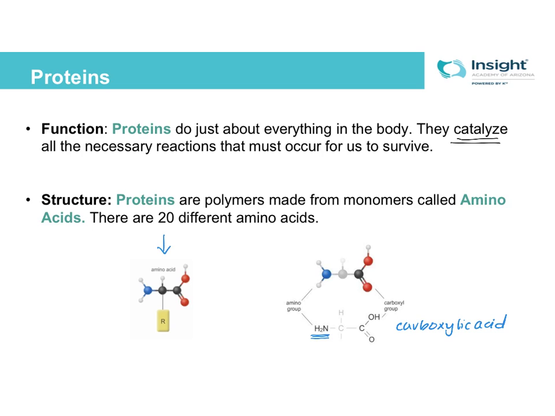So amino acids are going to have just this simple structure at the top, and then attached to the center carbon, all right, there's what we call the R group. And this is the part that is different for the 20 amino acids. There are 20 different R groups.